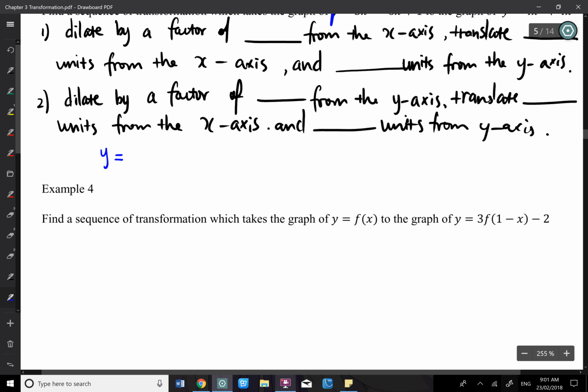I don't think we have enough space. We can use some of the space for example 4. Example 4 is not that long.